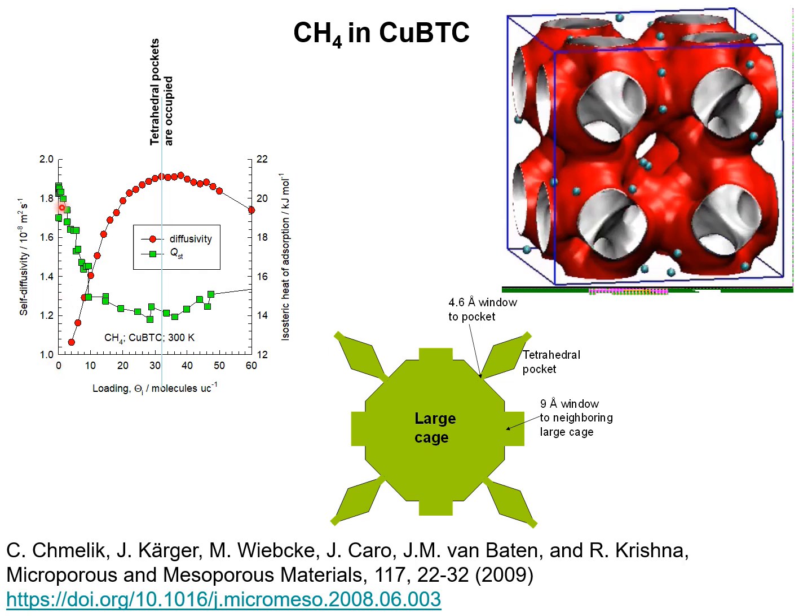The isosteric heats of absorption are plotted by the green squares here, and up to a loading of 32 molecules per unit cell, we see that the isosteric heats of absorption are higher due to stronger interactions with the walls of the pockets. Then the isosteric heats of absorption tend to plateau out because the interactions of methane with the large cages are less strong.